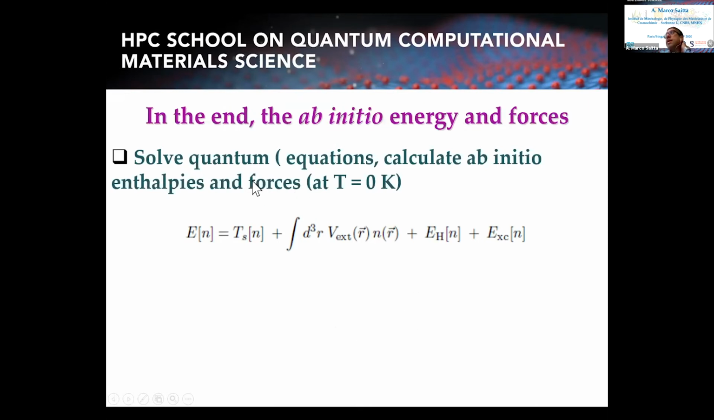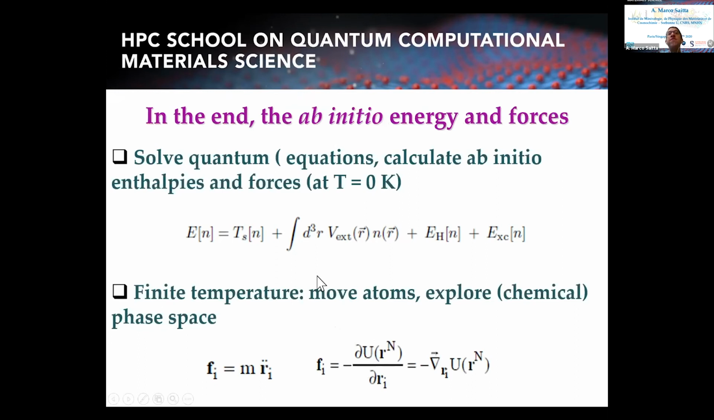Then we can have access to energy and forces, and then we can finally do what we call molecular dynamics, that is to move our atoms classically. So this is Newton's equation, just taking the gradients of this potential here, which is basically the electronic potential energy in which our atoms live.